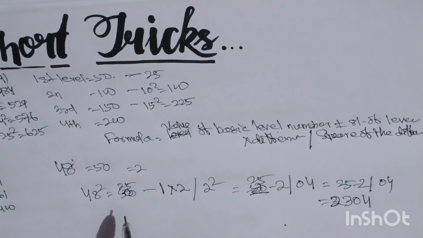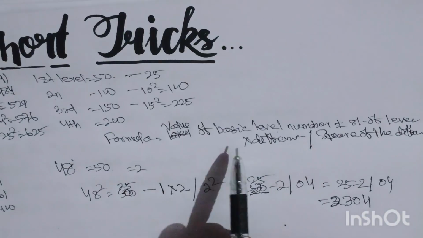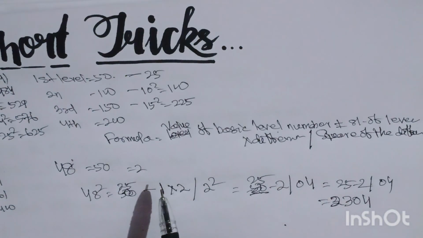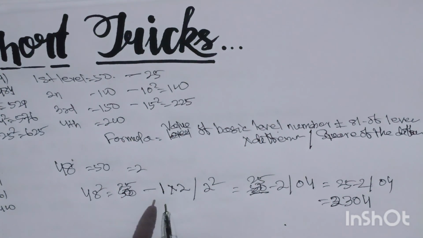Then according to the formula, value of the basic level number. Here the basic level number is 50. The value is equal to 25. So we put 25 first, minus serial number of the level 1 into difference 2, oblique, difference square, which is 2 square. So 25 minus 2, oblique 04. 25 minus 2 is equal to 23, so 2304. So 48 square is equal to 2304.